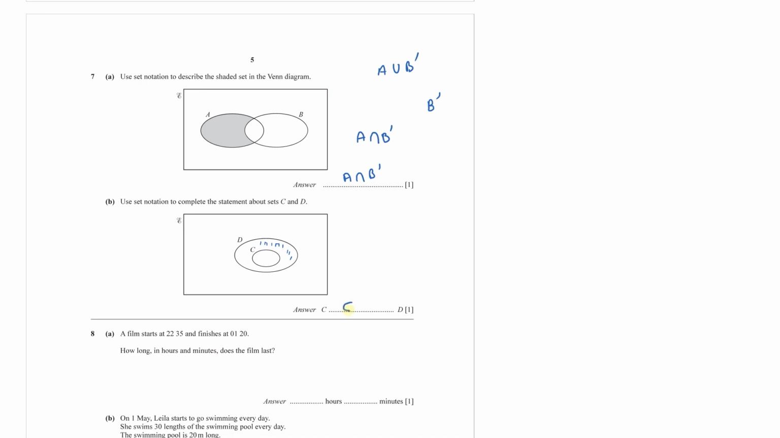So I will write this as this. Remember that the proper subset definition is if C is a proper subset of D, which is represented by this symbol, that means all the values of C are part of D, and there are some values in D, which is represented by this region, which are not part of C. So this is C is a proper subset of D here.